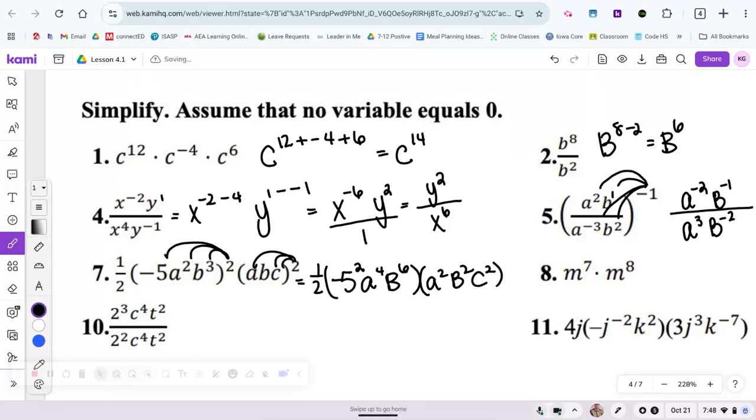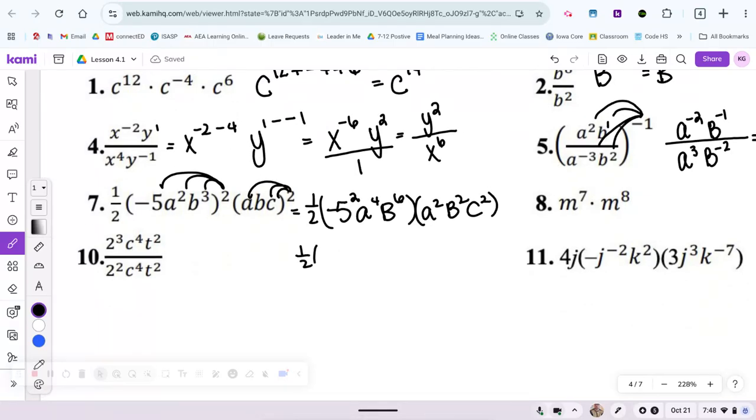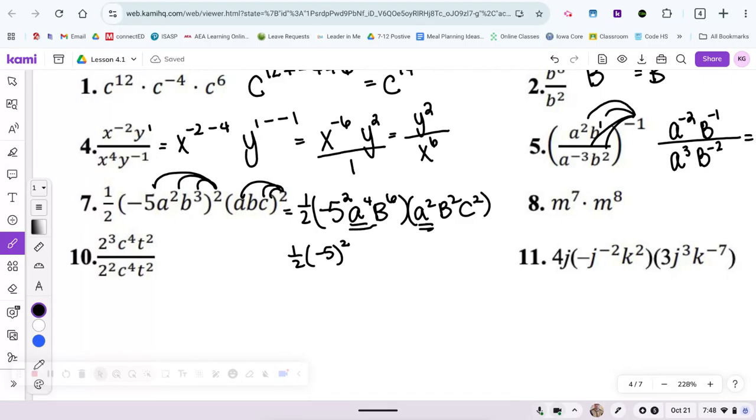And then since they're in a row now, I'm going to add the like terms. So I still have this 1/2 times negative 5 squared. I'm going to add these a's, become a to the 6th. Add the b's, becomes b to the 8th. And there's nothing to add to the c squared, so that's going to stay by itself. And then I'm going to take 1/2 of 5 squared, which is 25 halves. You can do that in your calculator. A to the 6, b to the 8, c squared for a final answer.